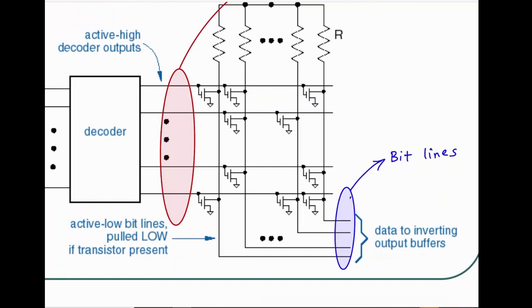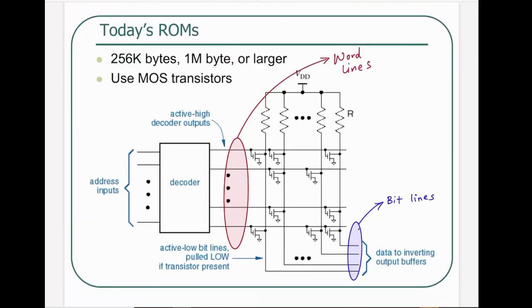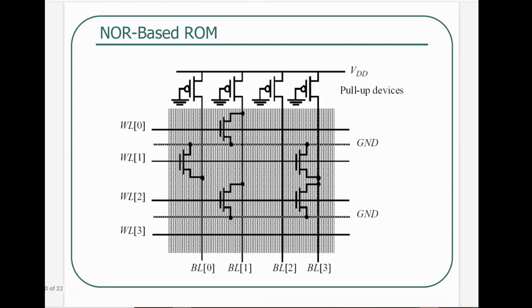So we will take a look at two different types of architectures we can have here. We can have a NOR-based ROM and a NAND-based ROM, where we can connect these transistors in a NOR configuration and a NAND configuration and be able to store information. We'll take a look at those things. We'll start with NOR-based ROM here.